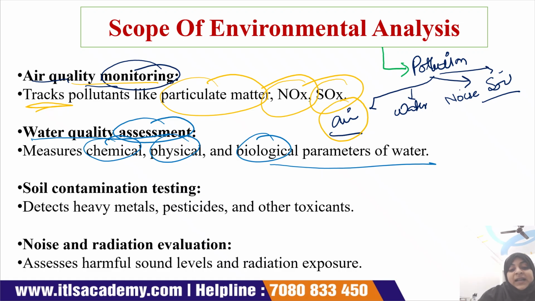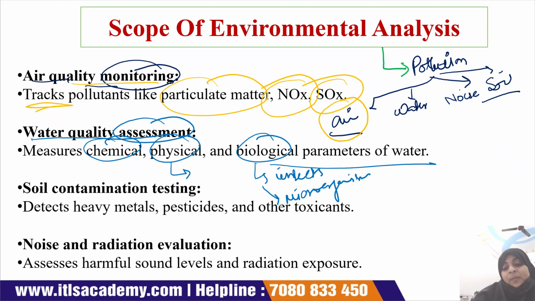Okay, now for physical parameters, suppose some physical things which can be seen by our naked eye can mix into the water bodies. So we have to measure them. Biological means that either insects or microorganisms pollute the water bodies, so they can be measured during the water quality assessment.